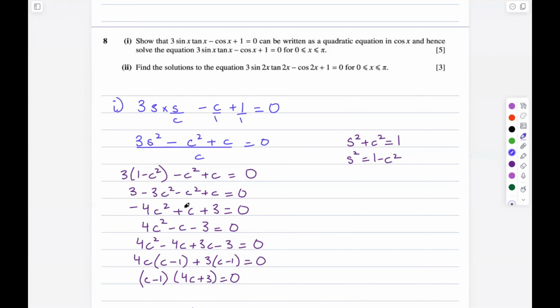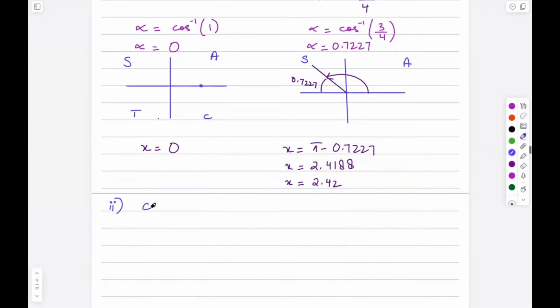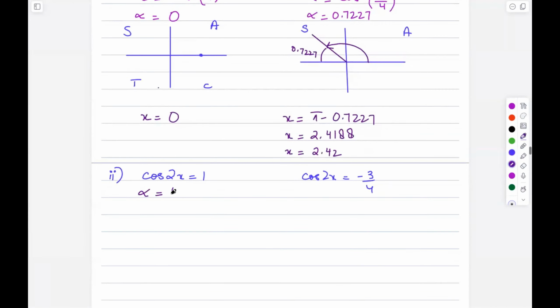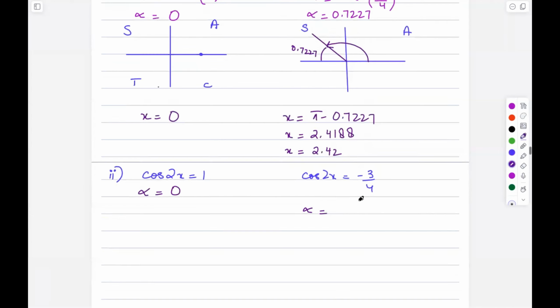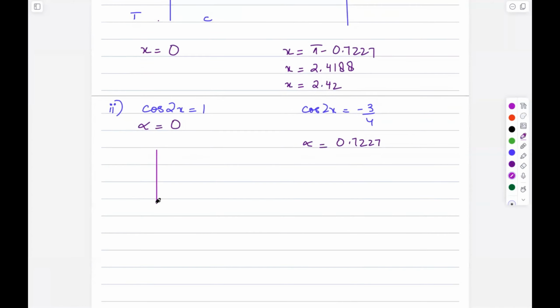we have 2x instead of x. So the solutions that we had before, cos x equals 1, we can write as cos 2x equals 1 and cos 2x equals minus 3/4. We already know that the basic angle in both the cases was theta equals 0, and over here theta was 0.7227. Now this 2x basically represents a second revolution, so it means we can have more than the two values of x that we previously had.